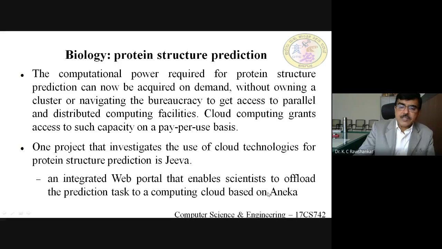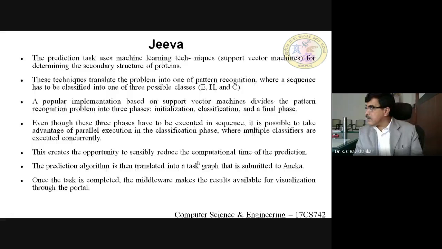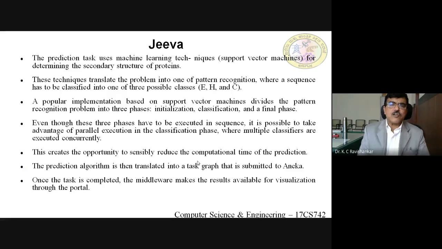Aneka, which we have seen earlier, is a platform where you can take up infrastructure as a service, or computing facility can be extended by Aneka. So JIVA is a prediction task that uses a machine learning technique, support vector machines, for determining the secondary structure of proteins.